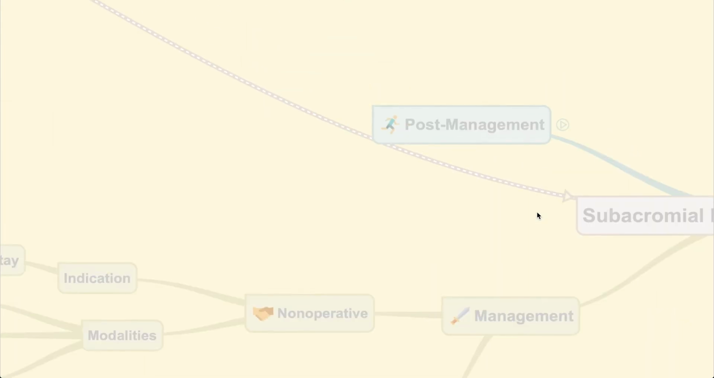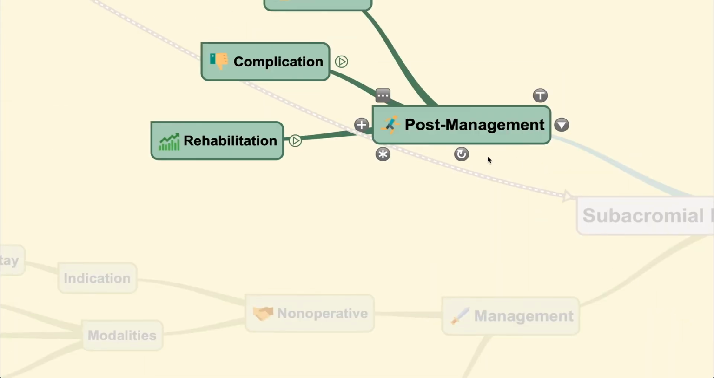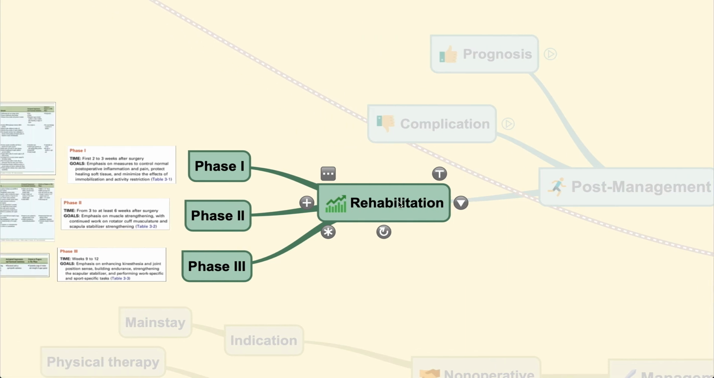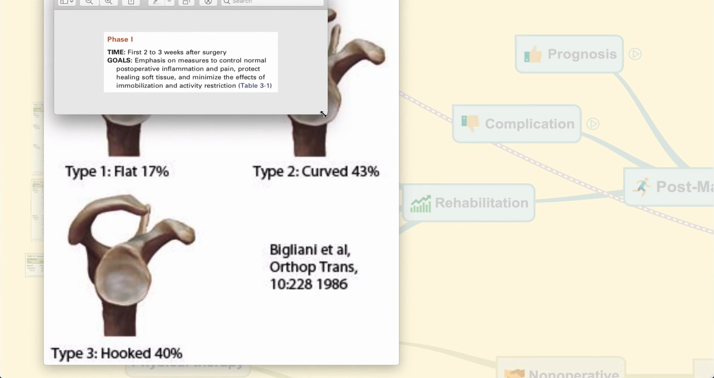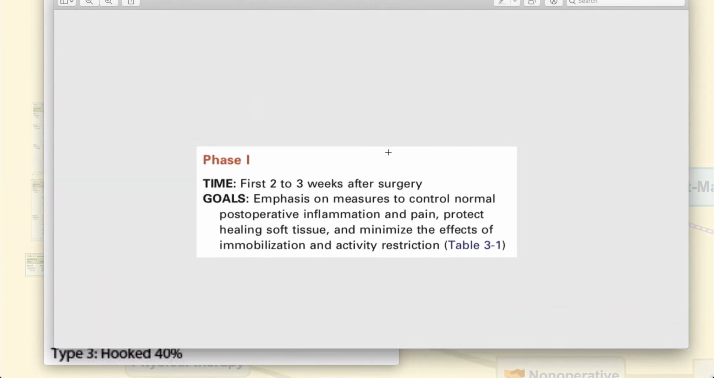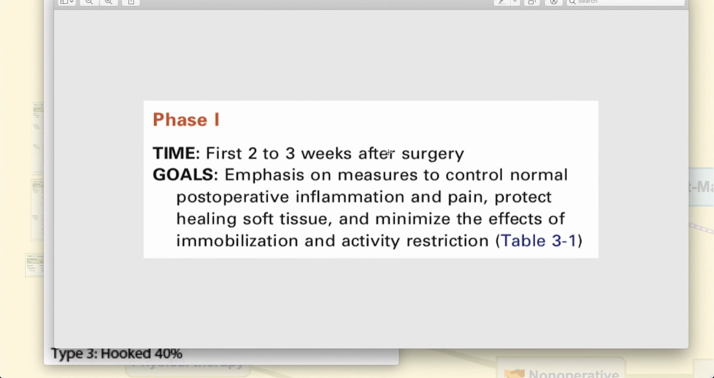Well, considering the management, you need to handle the post-management phase, which could once again be divided into 3 phases. The early phase includes the first 2 to 3 weeks after the surgery, where emphasis is placed on measures to control the normal inflammation and pain that occur post-surgically, and you need to protect the soft tissue healing and minimize the effects of immobilization and activity restriction.